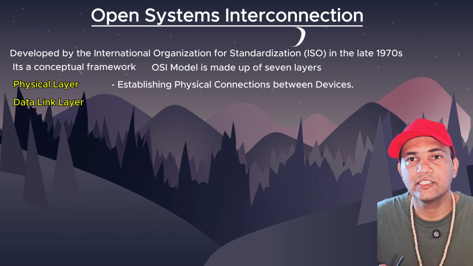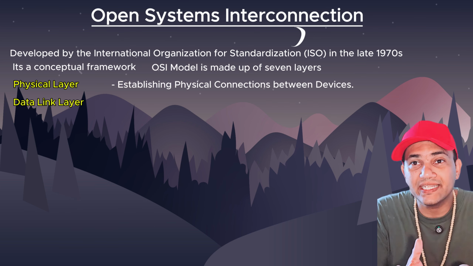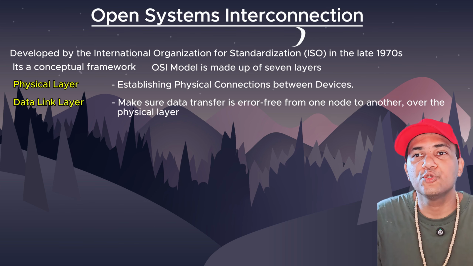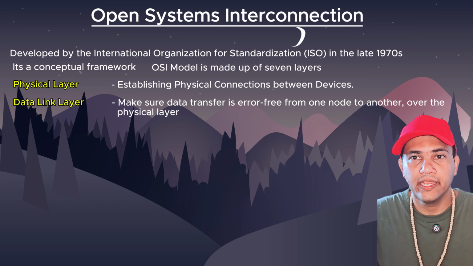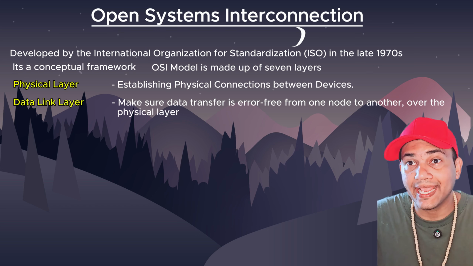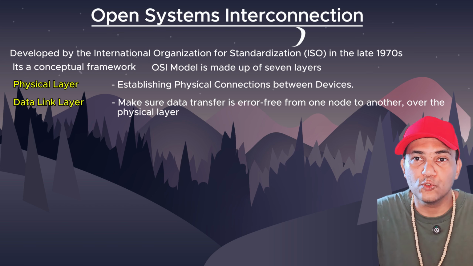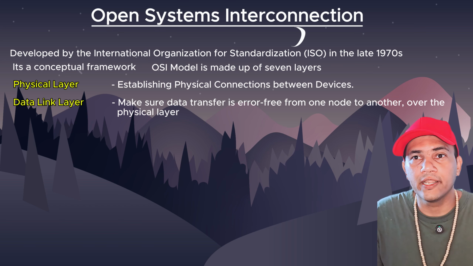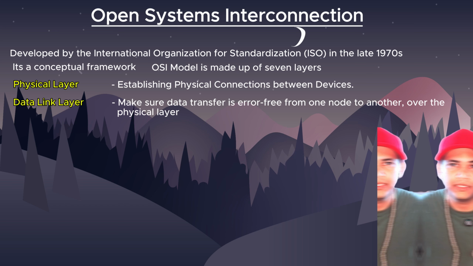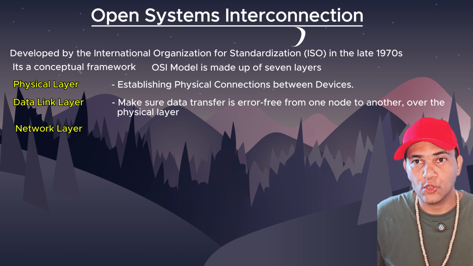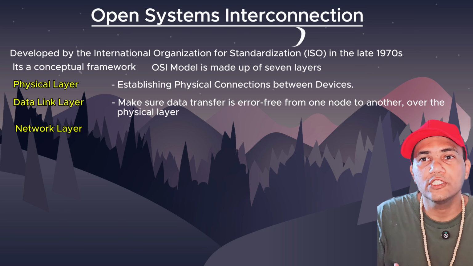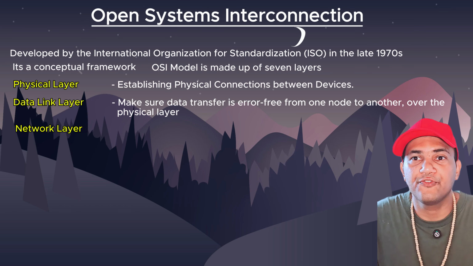The data link layer is responsible for organizing the bits into frames and making sure they are free from error. It is the same layer where the MAC address comes into play, which is used to identify devices on the same local network. The network layer, also called layer 3, is responsible for routing packets between different networks.